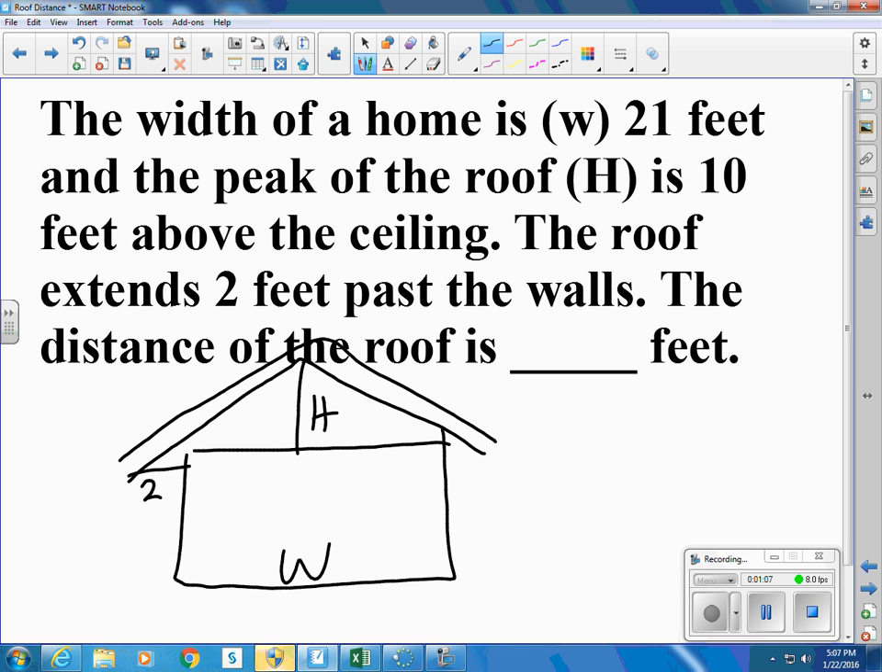So using Pythagorean's theorem, we know that this side of the triangle is 10, and this side of the triangle is half of 21, which would be 10.5. Let's go ahead and add on the 2 feet out to the end here. So let's make our triangle be 10 by 12.5.